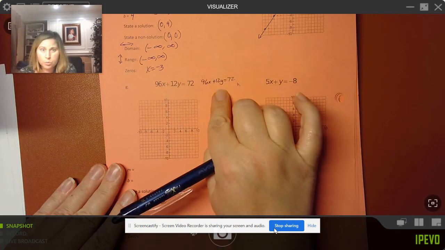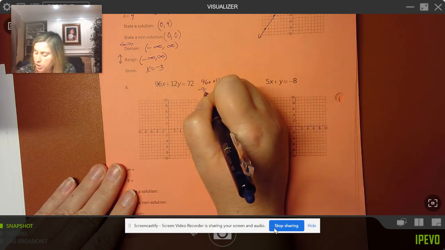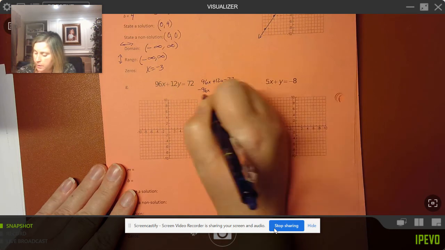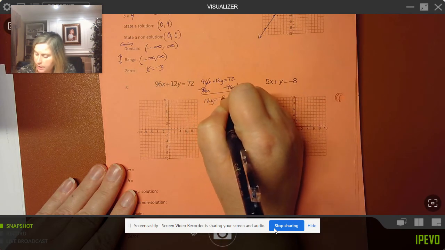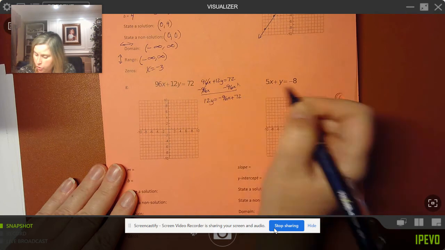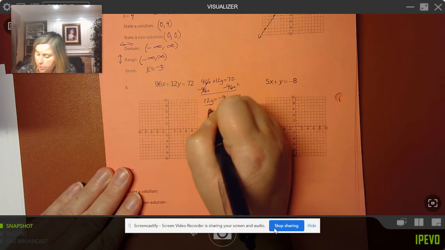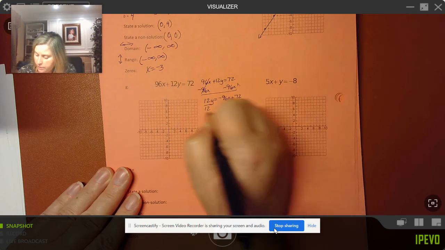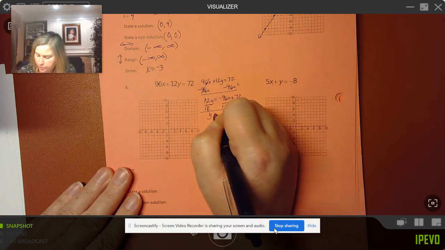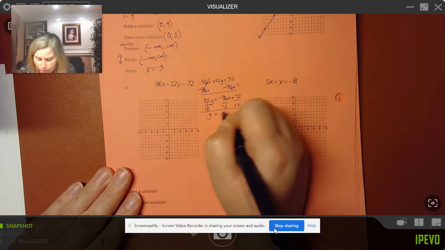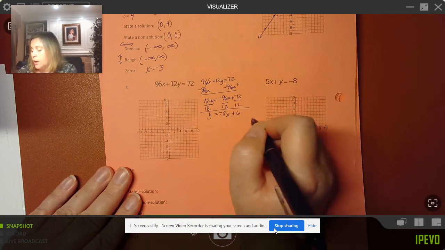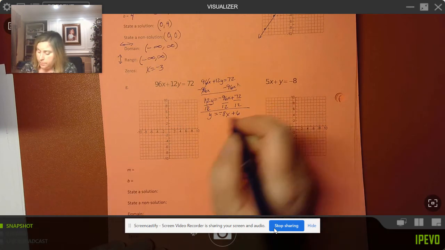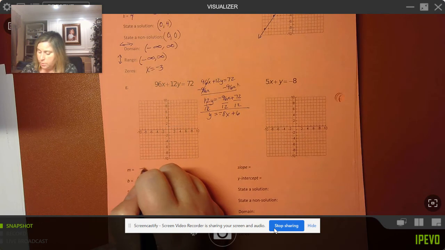We want to get the y by itself, so we'll subtract 96x from each side. That cancels out. 12y equals negative 96x plus 72. And then we want to isolate y, so each term needs to be divided by 12. This gives us y equals negative 8x plus 6. Okay, so that's our equation in slope-intercept form. Our y-intercept is positive 6. Our slope is negative 8, so it's a pretty steep slope.